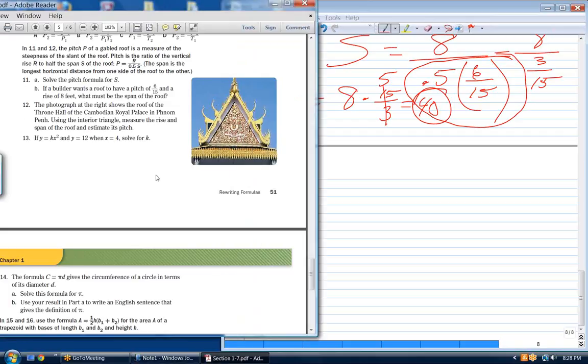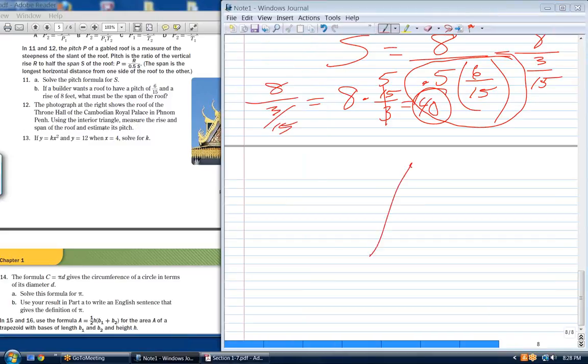Yes. Okay, so a photographer shows the roof of that using the interior triangle, measure the rise and span of the roof, and estimate its pitch. We know the rise is 8. The span was 40. I'm assuming that that's what they mean by span. So they want to estimate this pitch right here based on this triangle.